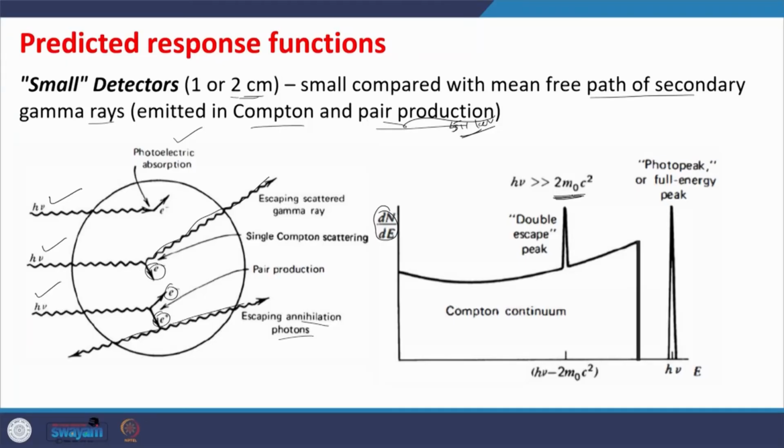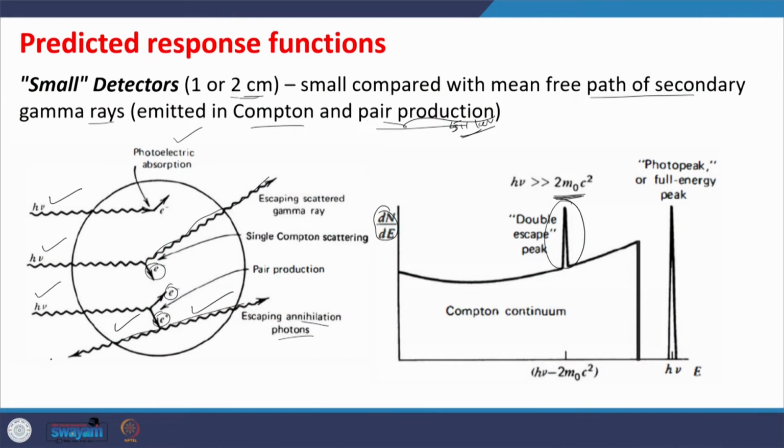Okay? So, energy of the gamma ray on the x axis and the number of gamma rays with that particular energy on the y axis, this dN by dE. And in case the energy of the gamma ray is much more than 2 m naught c square, pair production takes place and you can expect a double escape peak. You can always ask why not a single escape peak? Of course, it can happen, but here we are assuming that the detector size is small. So, the absorption of the 511 keV gamma within the crystal we are ignoring.